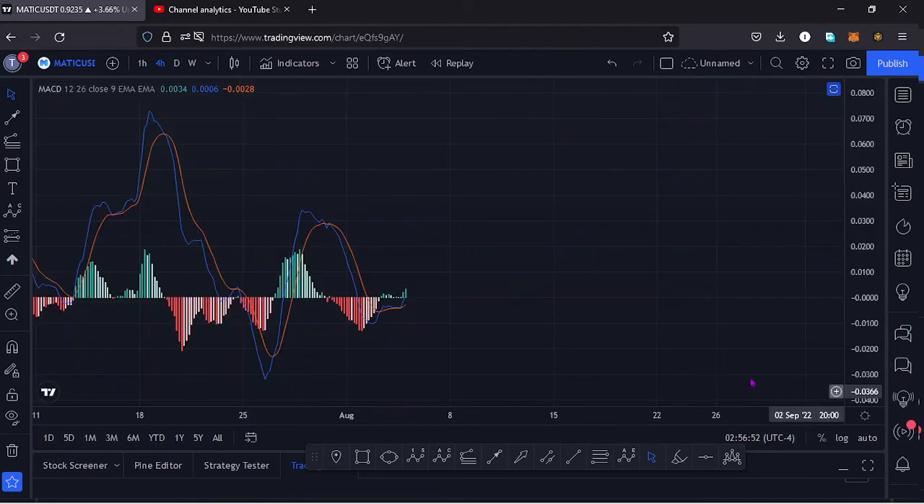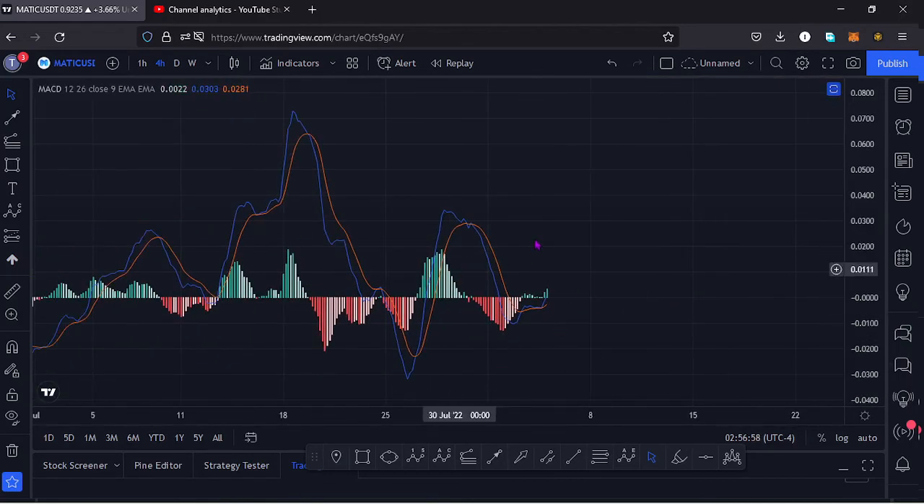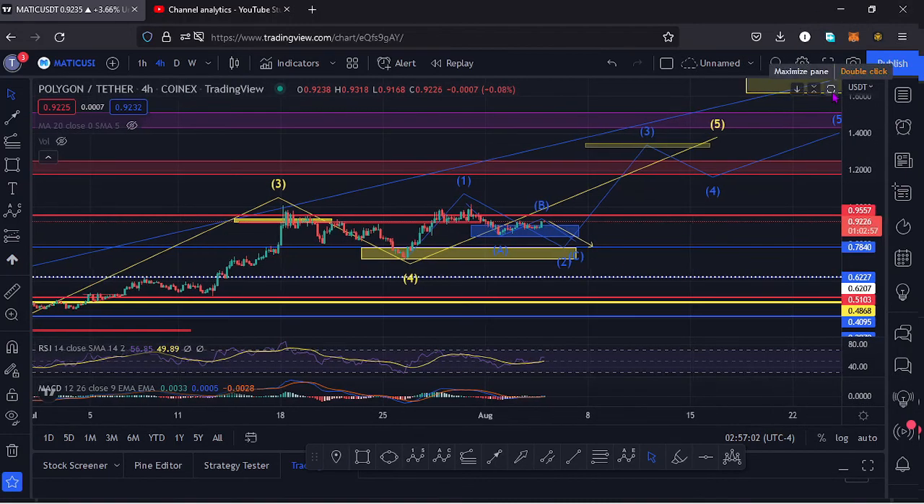If we also take a look at the MACD, here on the MACD we have printed a bullish cross, and that would mean higher prices could be coming our way. So let's be patient and see how that plays out, and I'll keep you updated.